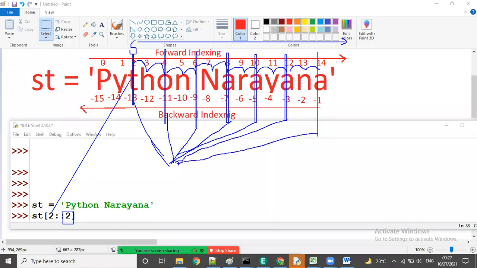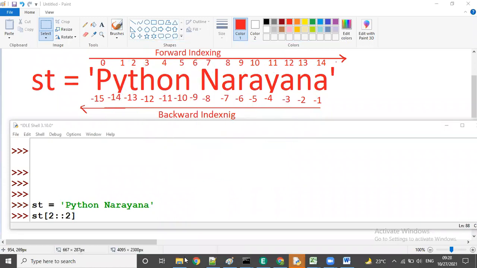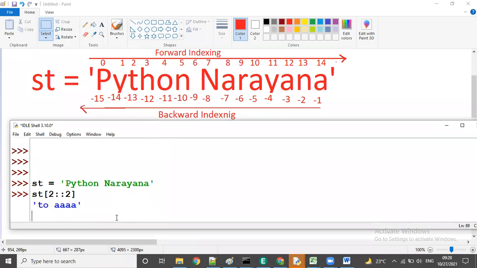Let's see the output that came here: T O space A. That is the final output. Start number 2, increment number plus 2. Is it clear, everybody? Let me know. Right. Let's go for one more example.